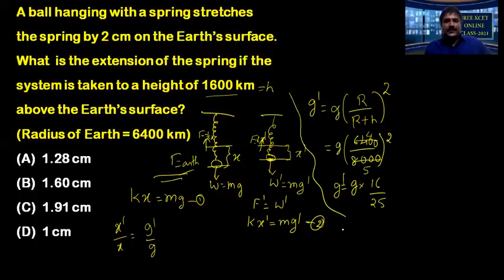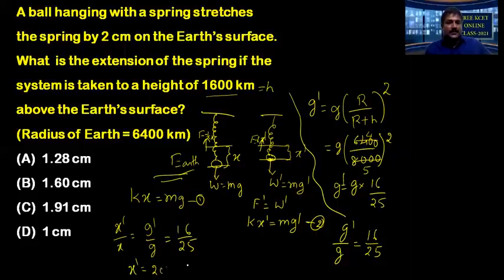Therefore, I get the ratio g dash by g, which I want, so it is 16 by 25. Substituting here, it is 16 by 25. I want the value of x dash. So x dash is equal to x into 16 by 25, where x is already known, 2 centimeter. So that is equal to 32 by 25.